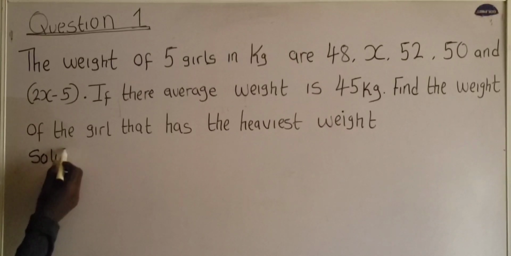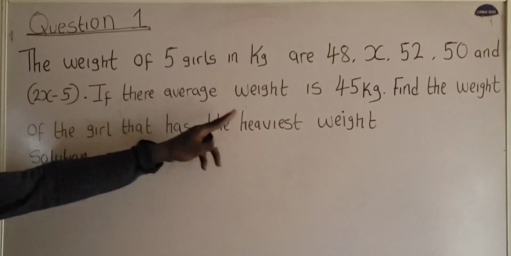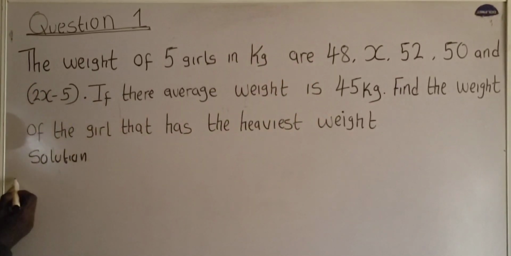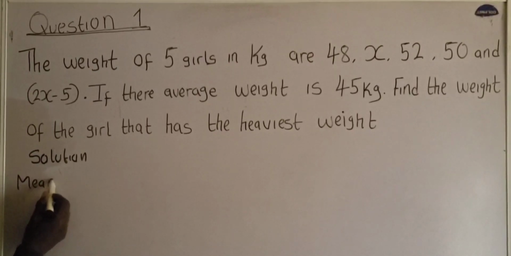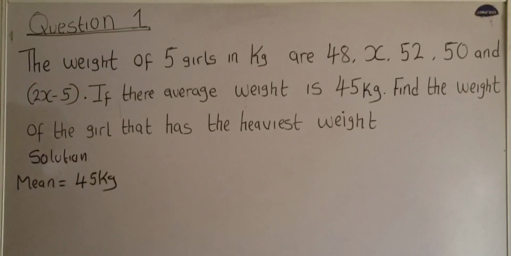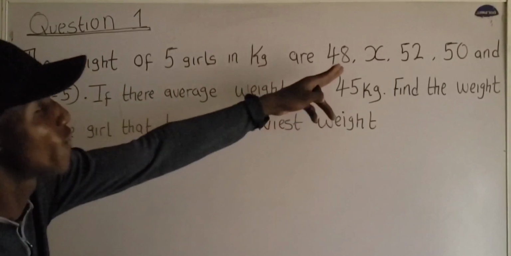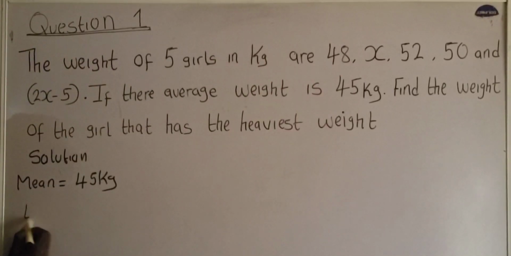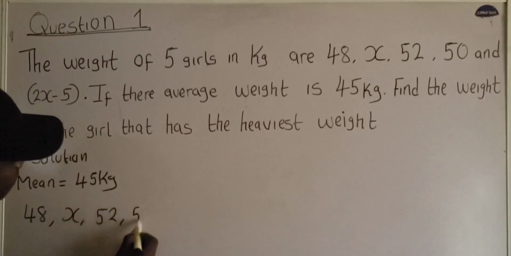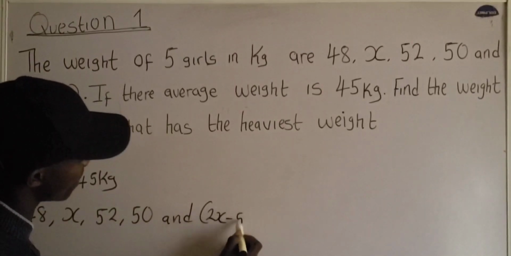Solution. So they have given us that the average weight of these 5 girls is 45 kilograms. So the mean is equal to 45 kilograms. And the data for the weight of the girls that they gave us is 48, x, 52, 50, and 2x minus 5. You understand?